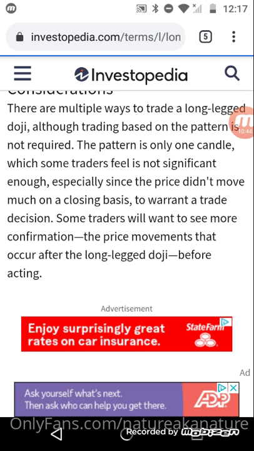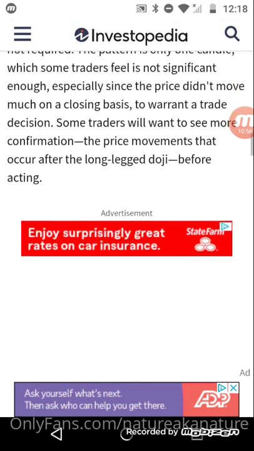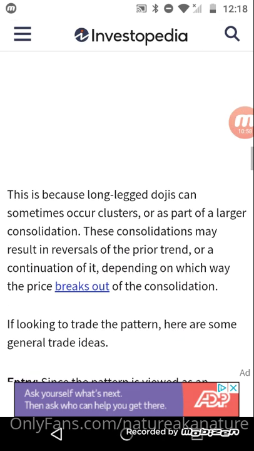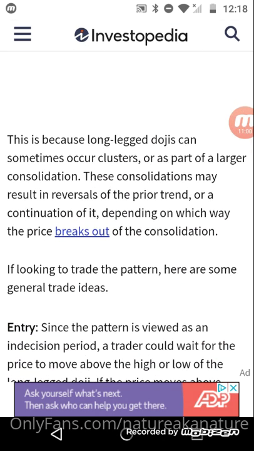A large consolidation means a lot of sideways momentum, and it can result in a major reversal period in a trend, or a continuation, where breakouts of the consolidation period may occur. So if you're looking to trade the pattern, here are some general trading ideas. The pattern is viewed as an indecisive period. A trader could wait for the price to move above the high or below the low of the long-legged doji.